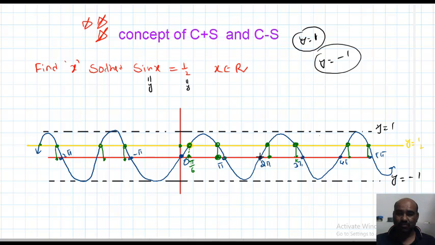What is this? 2 pi plus something. What is this x? 3 pi minus something. What is this x? 4 pi plus something. What is this x? 5 pi minus something. Like that, you can find infinitely many solutions.